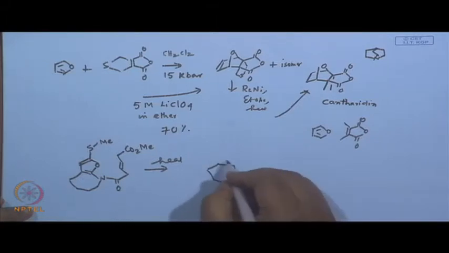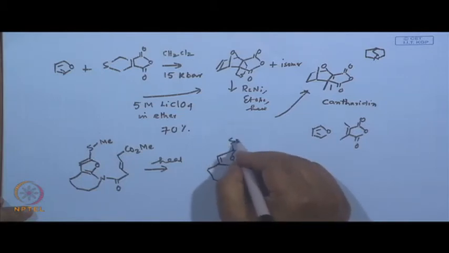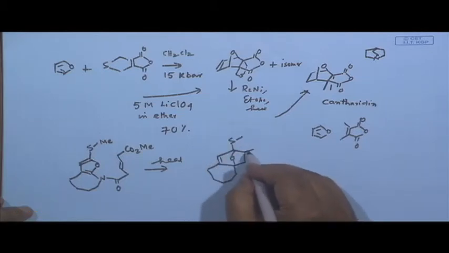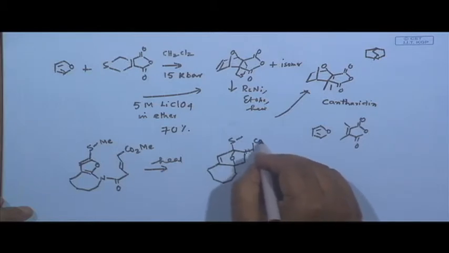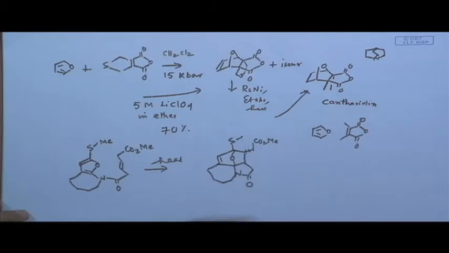So, you have the 7-membered ring, and then you get a 6-membered ring, double bond, this furan, SMe, and then the acetate unit, and then you have this nitrogen up here. So, you have this. Okay, then you can go on. I think all of you can understand. Basically, what are we looking for?